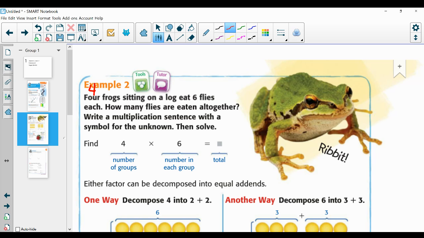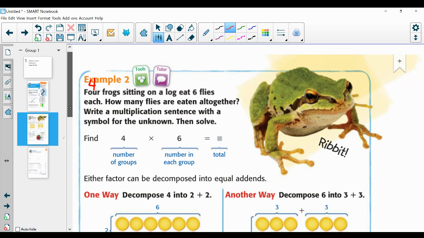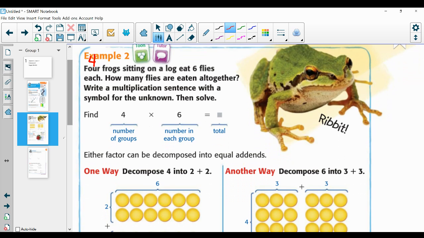This is gross. Okay, then we have the question. 4 frogs sitting on a log eat 6 flies each. How many flies are eaten altogether? The directions say to write a multiplication sentence with a symbol for the unknown, then solve. Okay, so I know that they want to know how many flies were eaten. I know I've got 4 frogs and 6 flies each. So my number of groups is 4. My frogs are my groups. They each eat 6 flies, so I need to know the total.